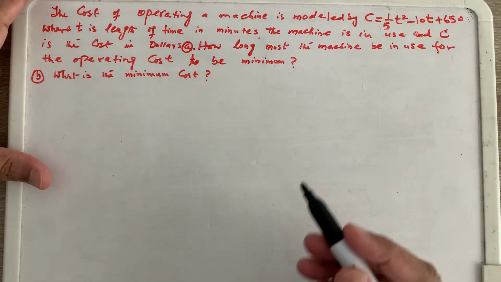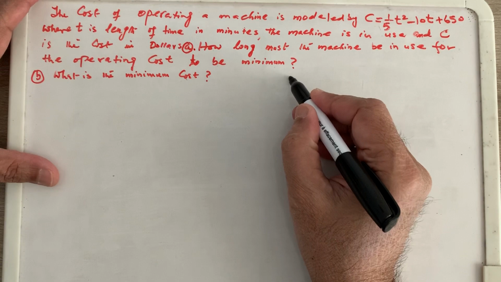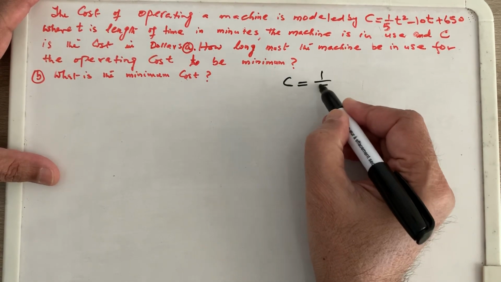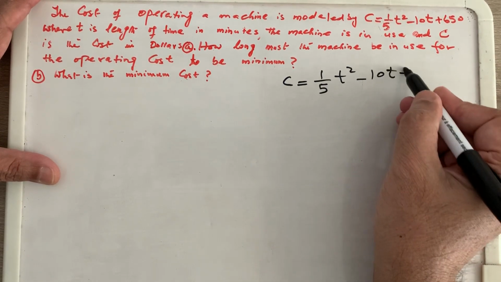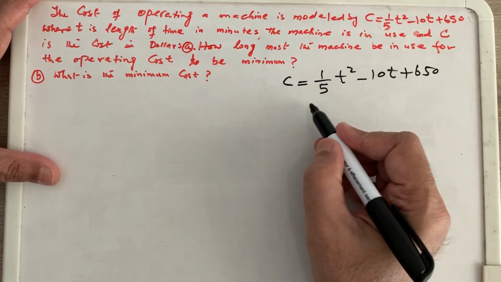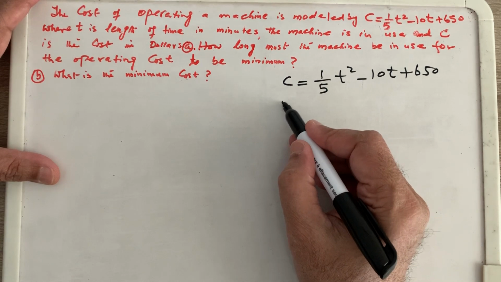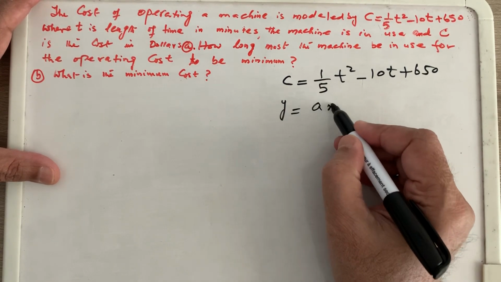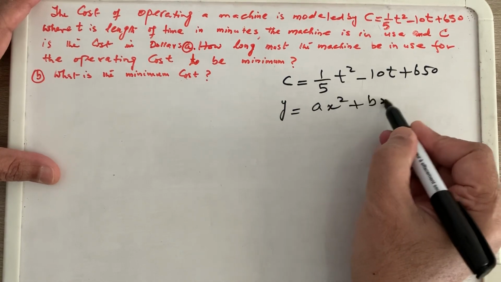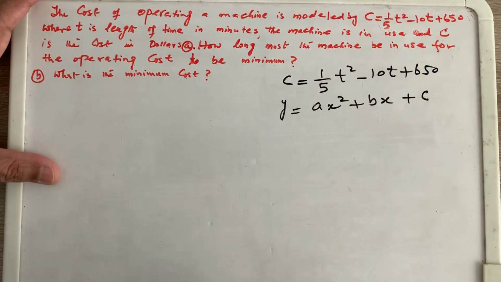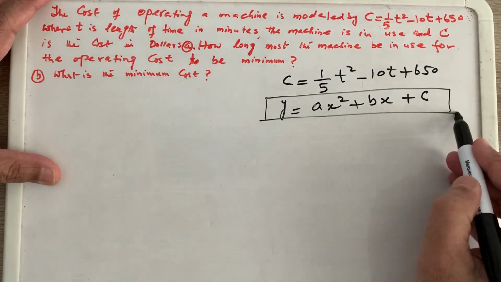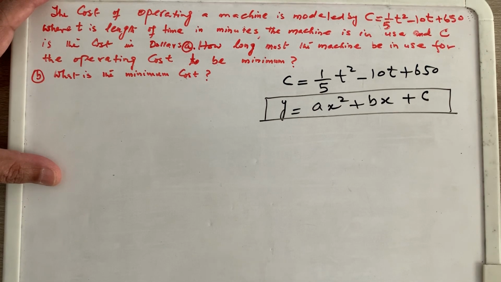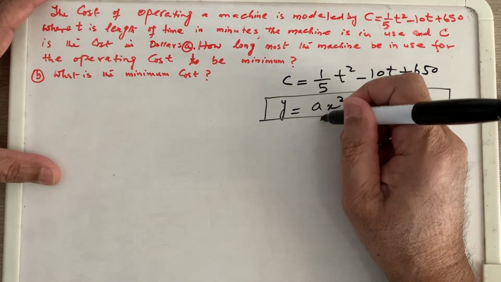The important thing is that we have to see that this equation which is given, C equals 1 over 5 t squared minus 10t plus 650, is of the same sort as the standard equation, which is y equals ax squared plus bx plus c. So we have everything as compared to our standard form. Here my variables are C and t, where C is the cost and t is the time, how long the machine has to run.